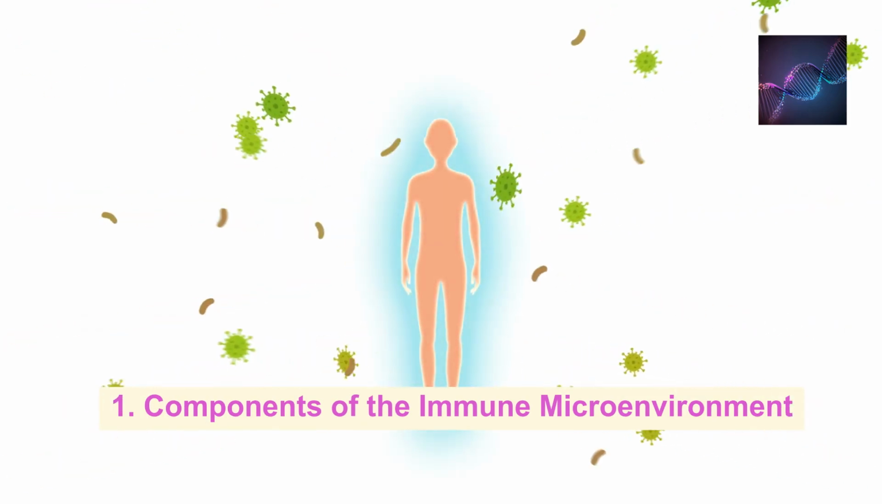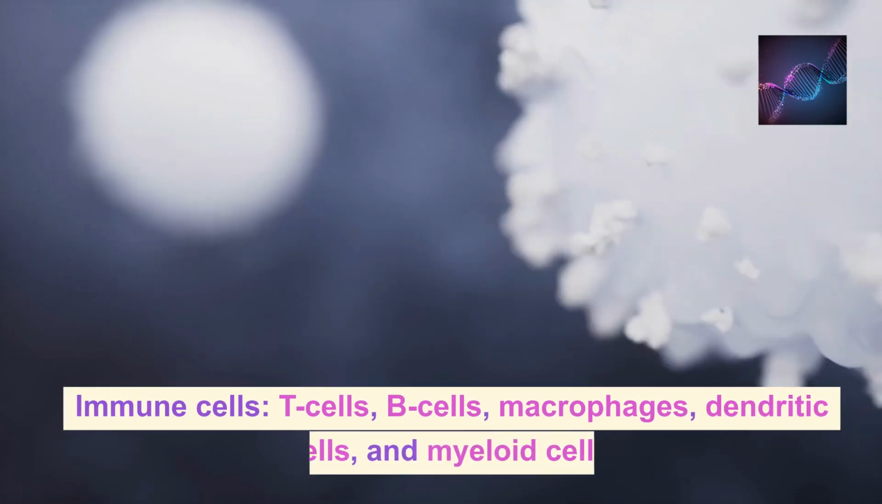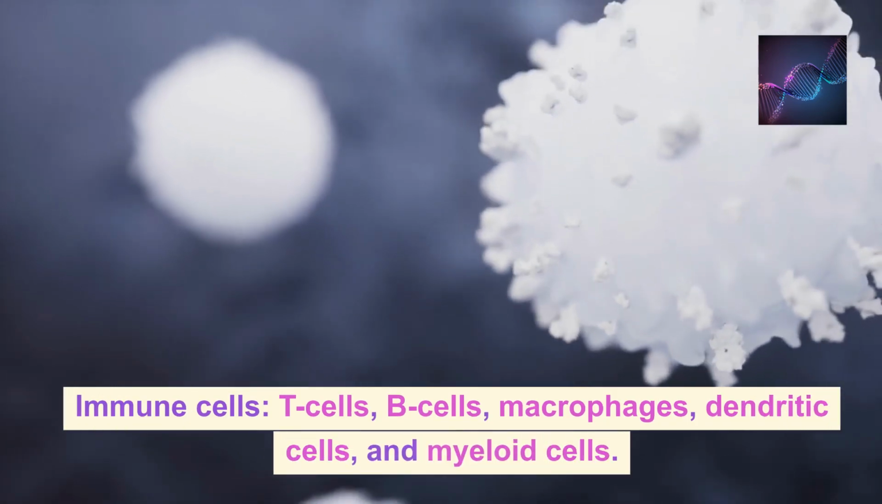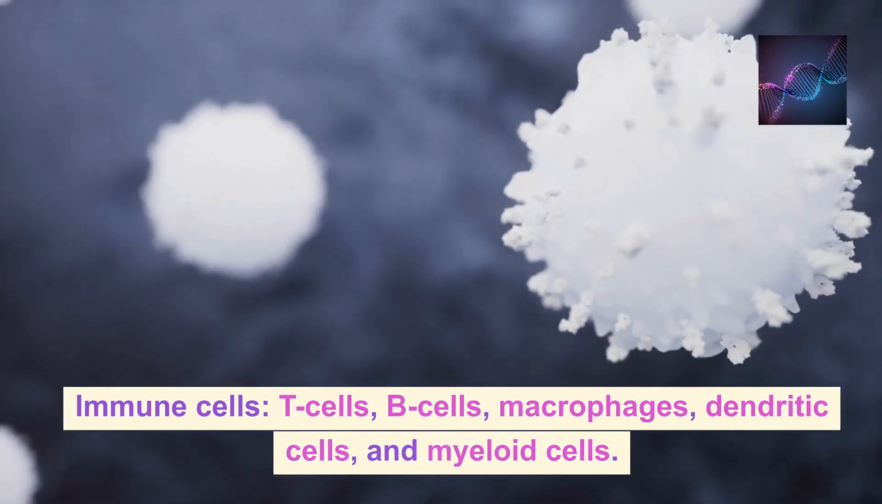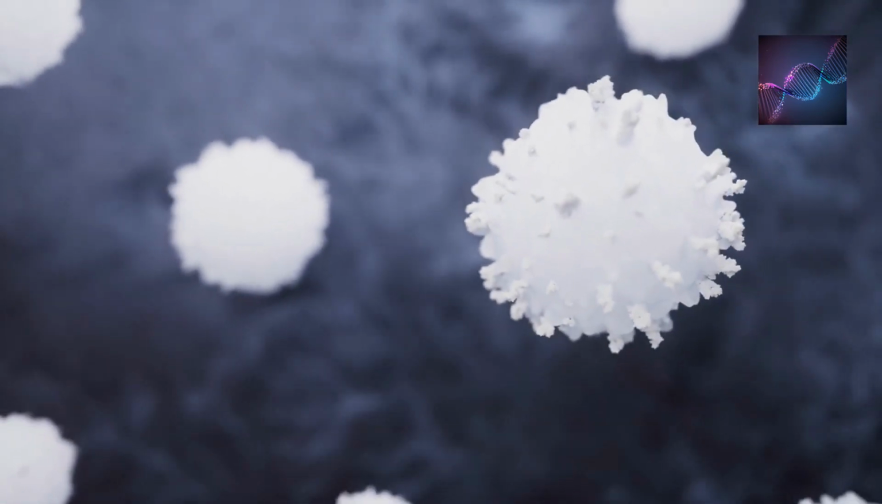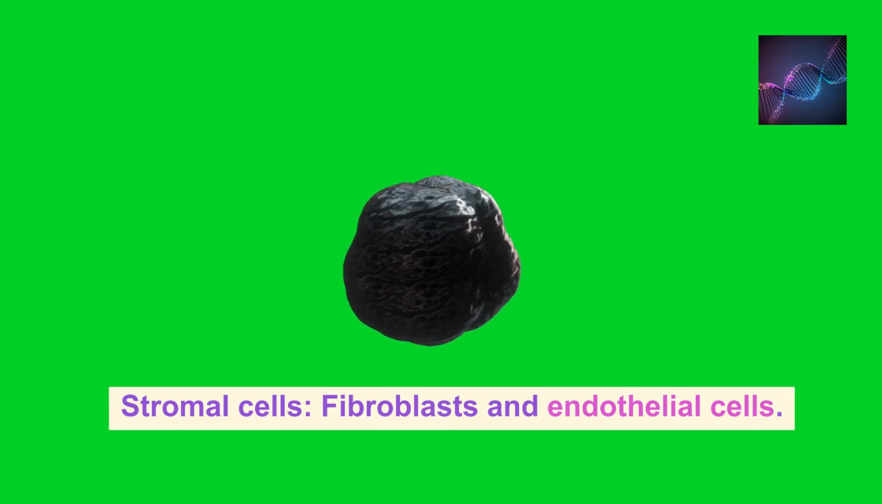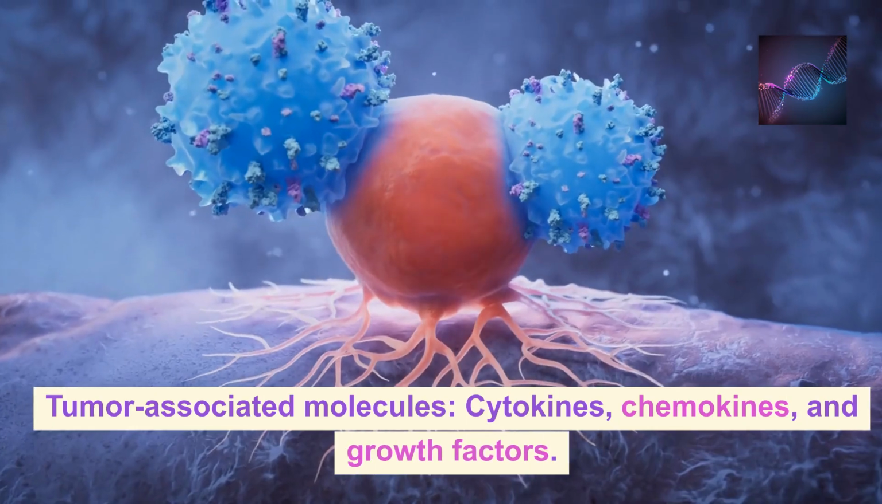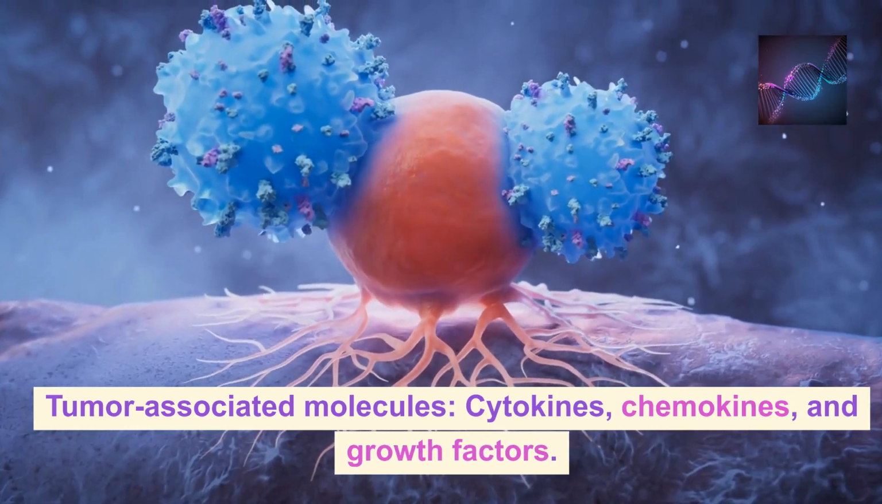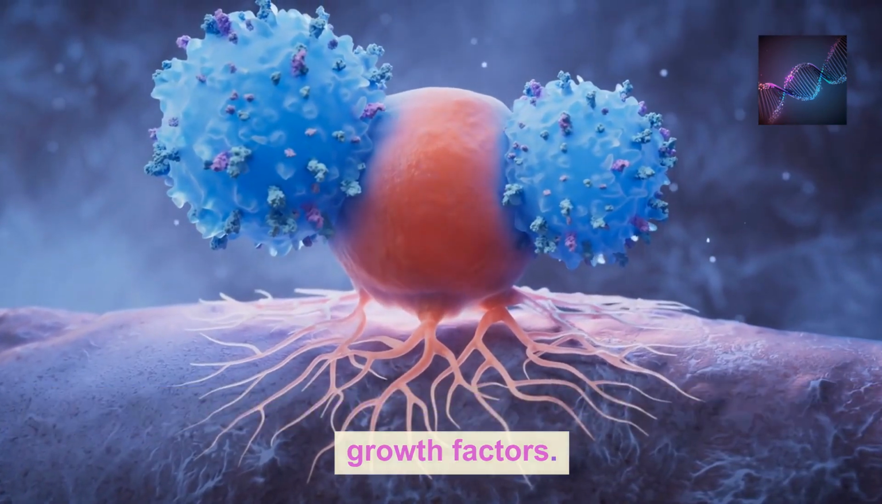1. Components of the immune microenvironment. Immune cells: T cells, B cells, macrophages, dendritic cells, and myeloid cells. Stromal cells: fibroblasts and endothelial cells. Tumor-associated molecules: cytokines, chemokines, and growth factors.